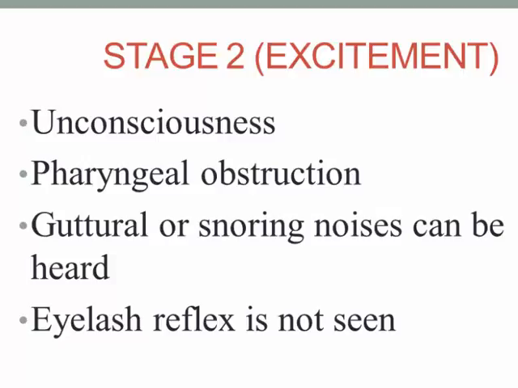The main thing which we observe is that pharyngeal obstruction is seen in the patient. The patient's tongue generally falls back, which leads to pharyngeal obstruction. The patient even starts making guttural or snoring noises, which we can hear, or sometimes feel when we touch the pharynx region. And the eyelash reflex is not seen. This is one of the observations by which we can find out that the person is in stage 2.